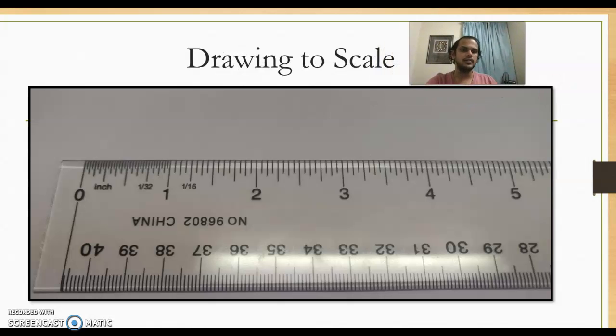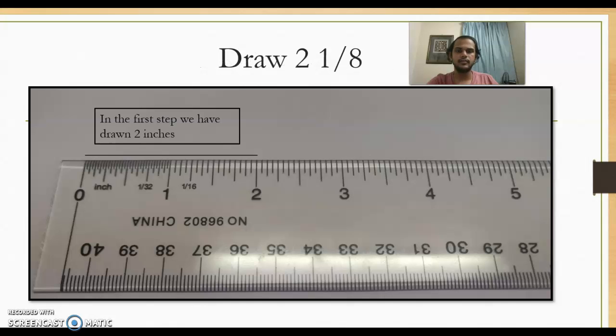So in the presentation now, we have a zoomed in picture of a scale representing the inches side, and this is the scale that we would be using to draw the measurements on a piece of paper. If we move on to the next slide, we will be drawing 2 1 by 8. So the first thing that we need to do is to draw a straight line from 0 all the way till 2, which represents 2 inches, as seen in the image right now.